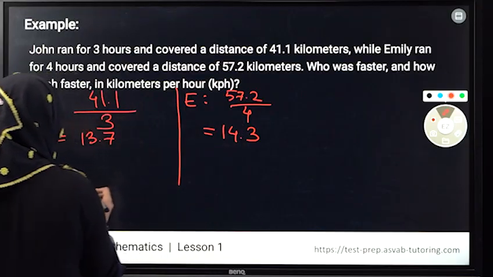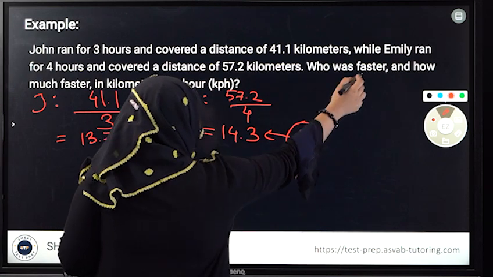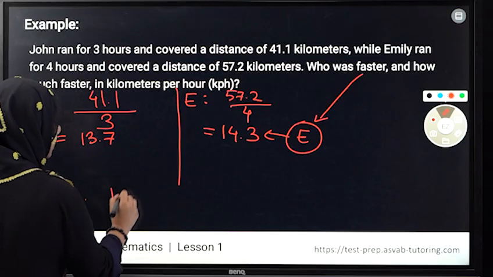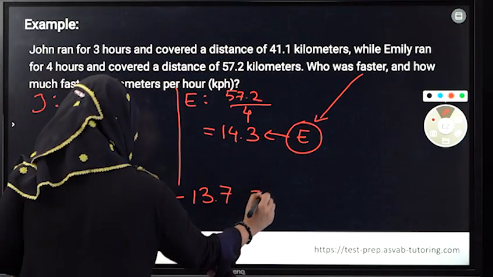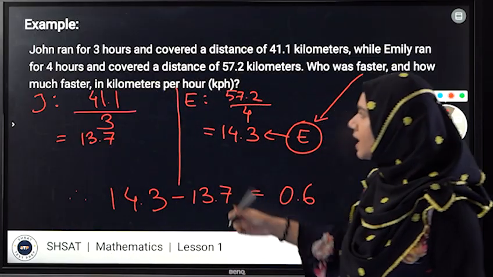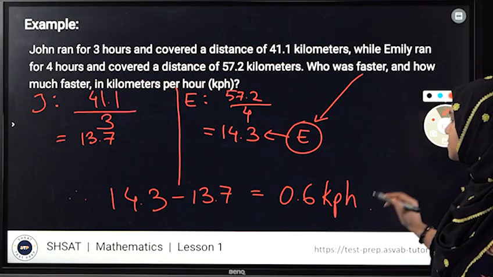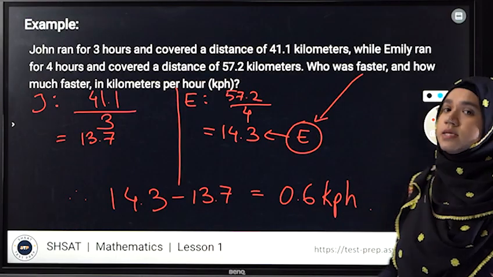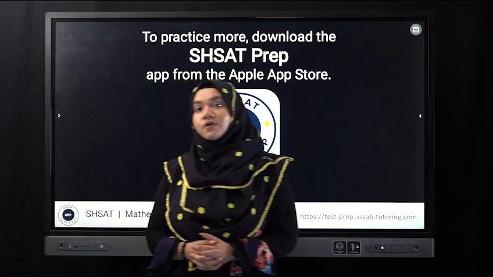But now my question said who is faster. Of course, we do understand that Emily was faster, but how much faster? So by how much faster, what we need to do is subtract this from this. And if you do that, let me just write the answer for you. That is 0.6, and you need to write the answer in kilometers per hour. So that's 0.6 kilometers per hour. Make sure that you don't forget to include the SI unit as the standard unit for this as well. And with that being said, that was the end of this particular lesson.